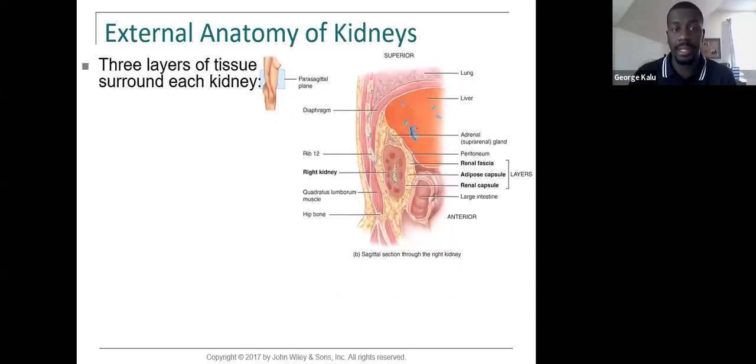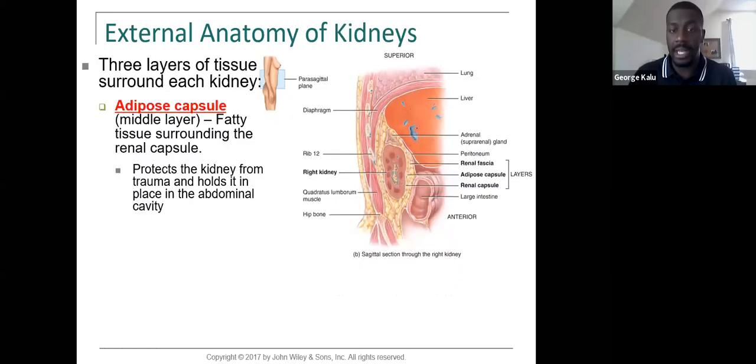Then surrounding the renal capsule is the adipose capsule. The adipose capsule is made up of mostly adipose tissue, mostly fat. What that fat does is it helps to protect the kidney, kind of cushion it, and it also holds it inside the abdominal cavity.